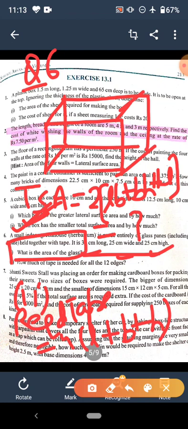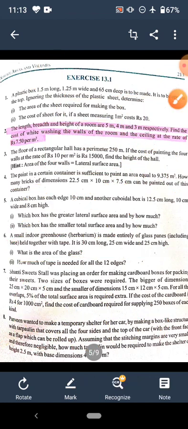Firstly, you will apply the total surface area formula for finding out the area of the glass required. Then you will put the values of L, B and H. And for the second part, how much tape is needed? For this, you will use 4 into L plus B plus H. Then question number 7.